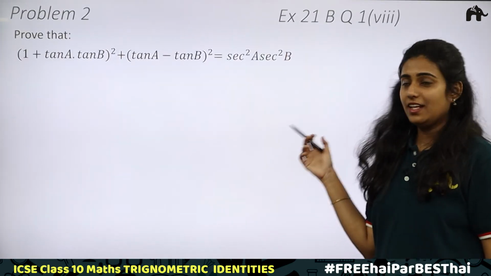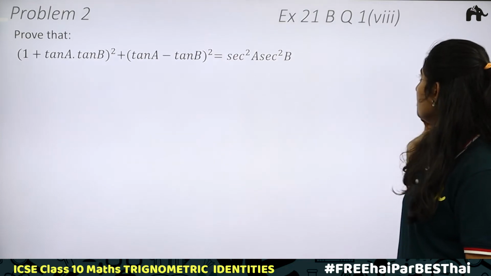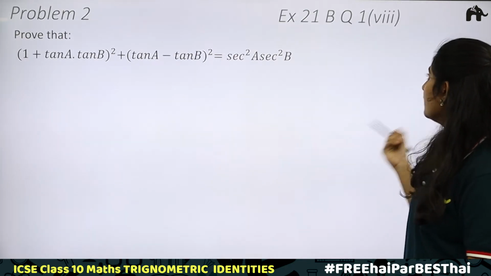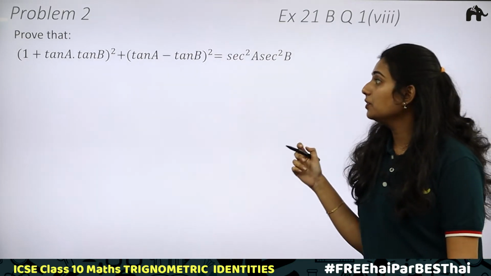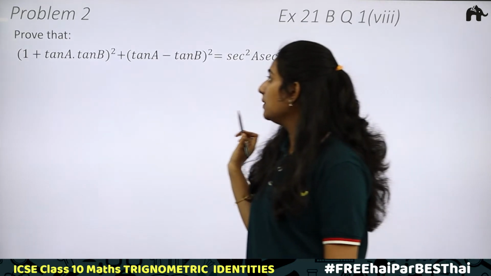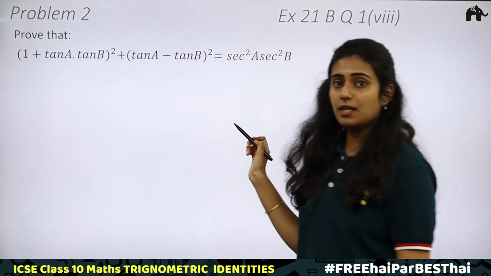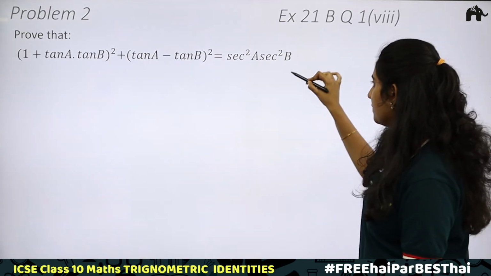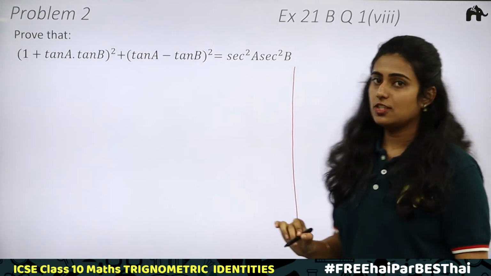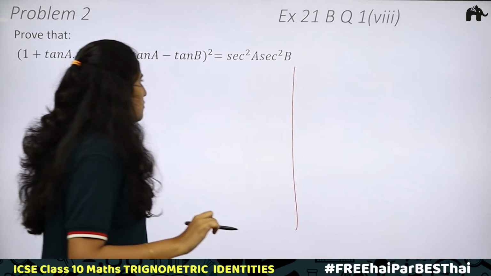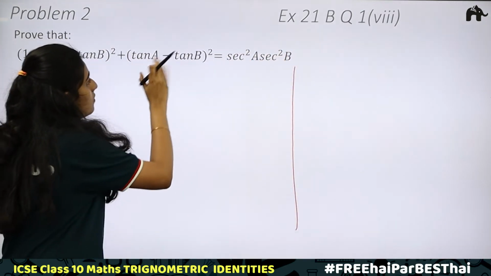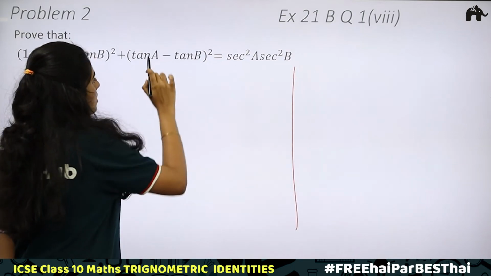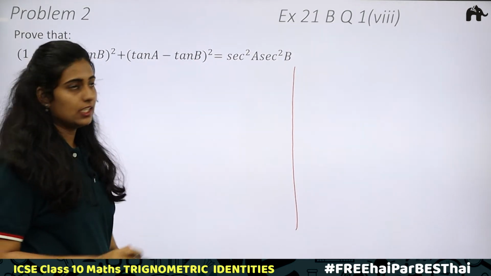Clear? Next problem. Question number 1, sub-question 8 of exercise 21B. Prove that (1 + tan A tan B) whole square + (tan A - tan B) whole square is equal to sec square A into sec square B. Here the RHS is in terms of sec and the LHS is in terms of tan. We have to convert this tan to sec.